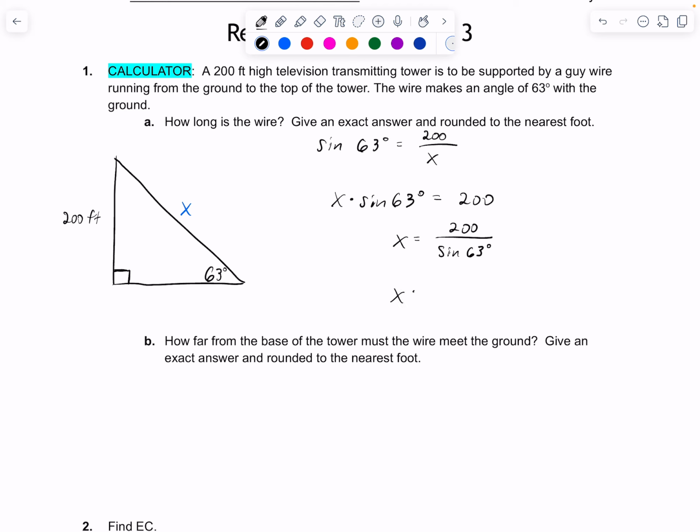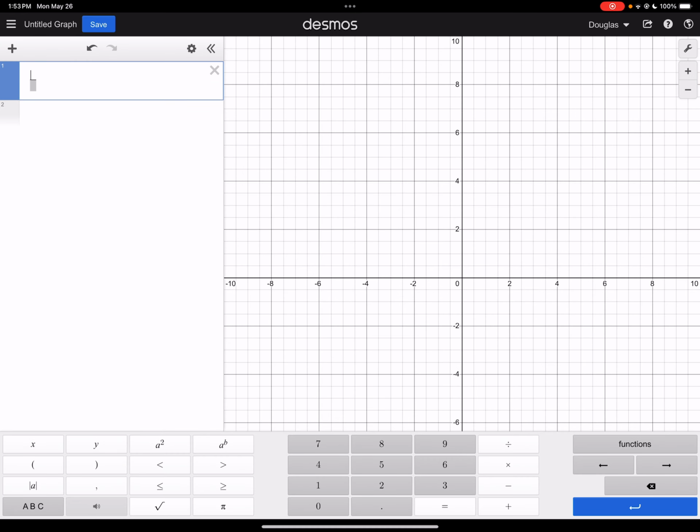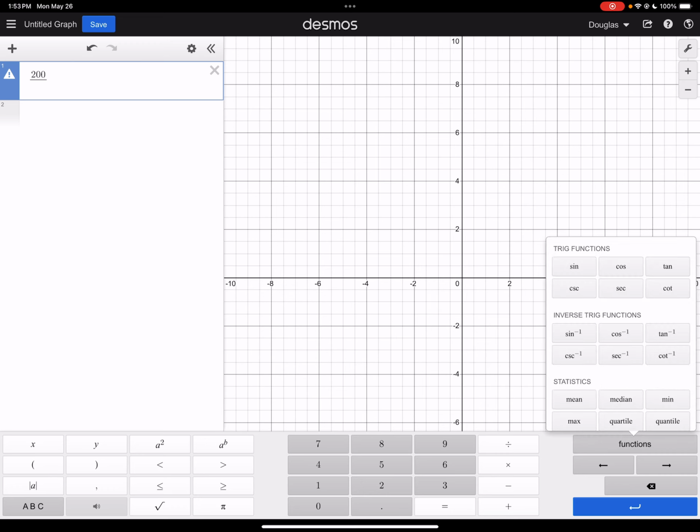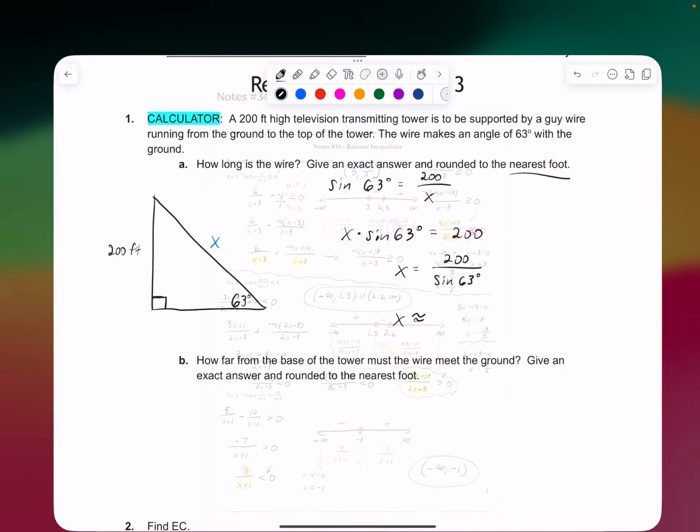I'll go ahead and go to a calculator to give a rounded answer to the nearest foot. So 200 over the sine of 63 degrees, which is approximately 224 feet.